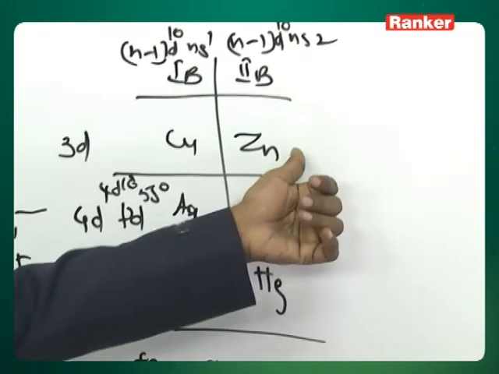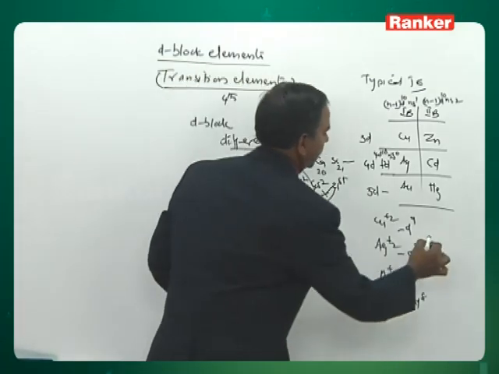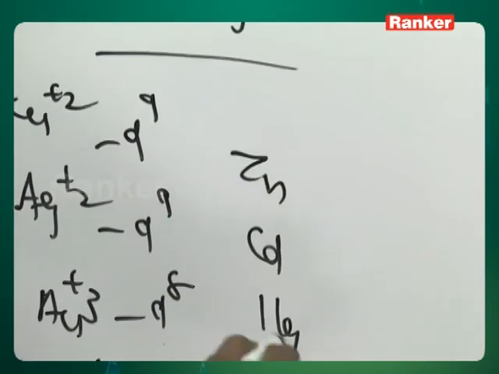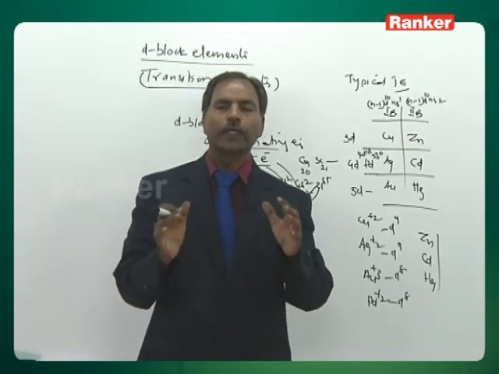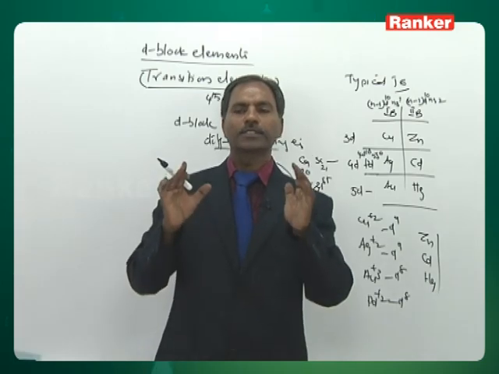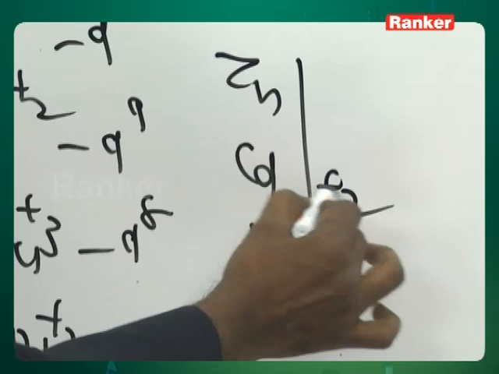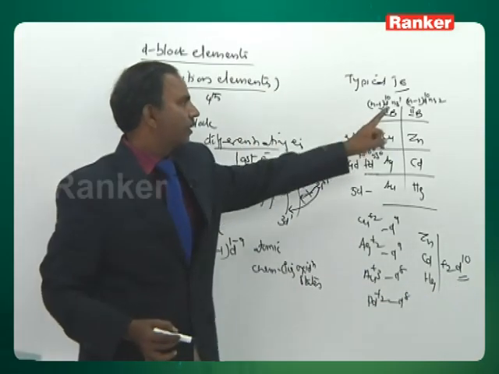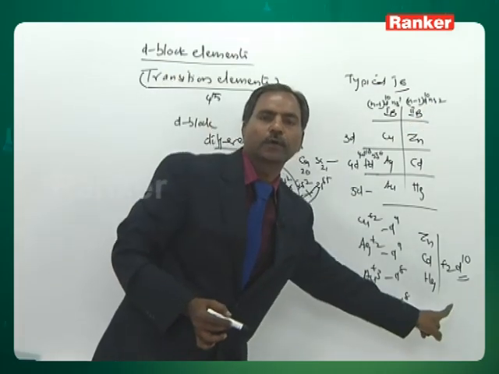In the case of zinc, cadmium and Hg, in their significant oxidation states, look here, zinc, cadmium and Hg are second B group elements, and their common oxidation state is plus 2. In their plus 2 oxidation state, they still carry only d10. In their atomic state also d10, and in their significant oxidation state also d10.